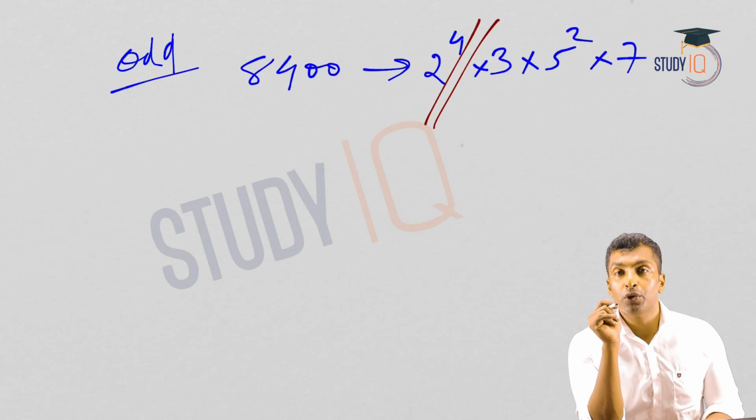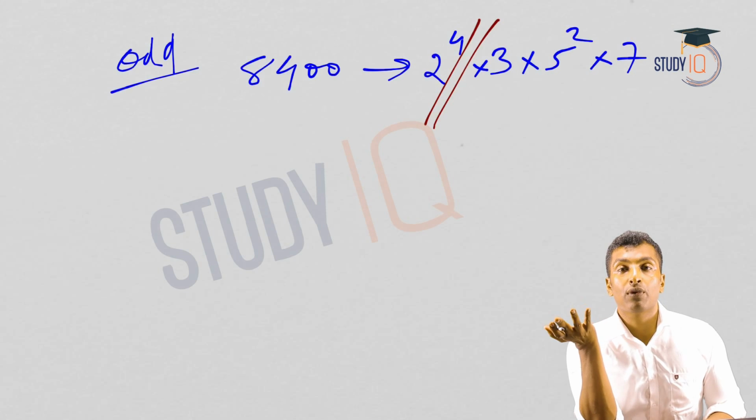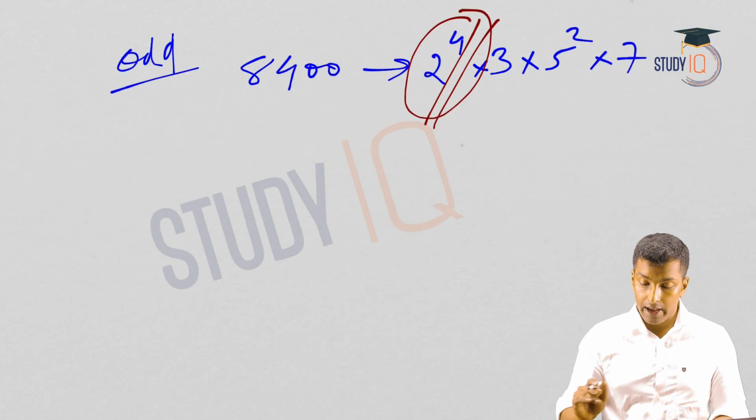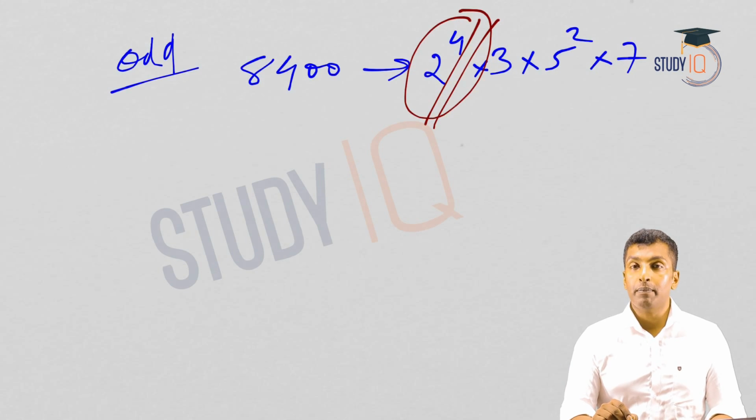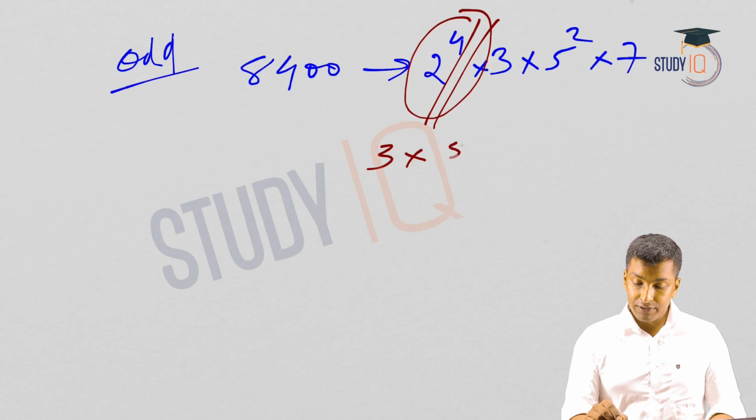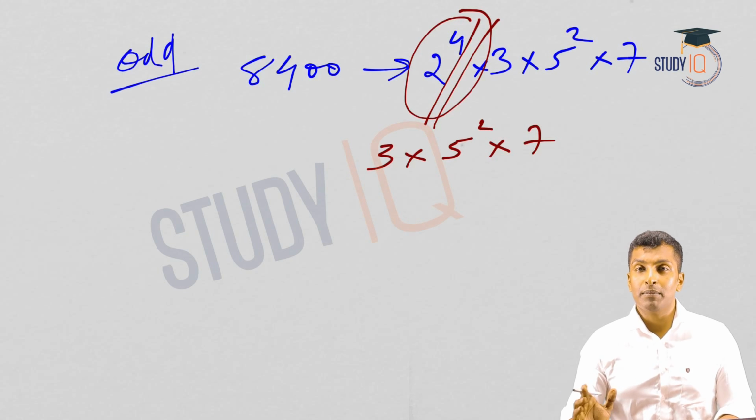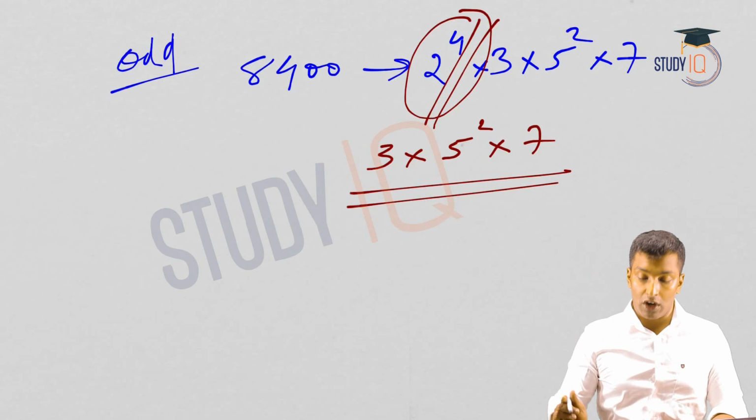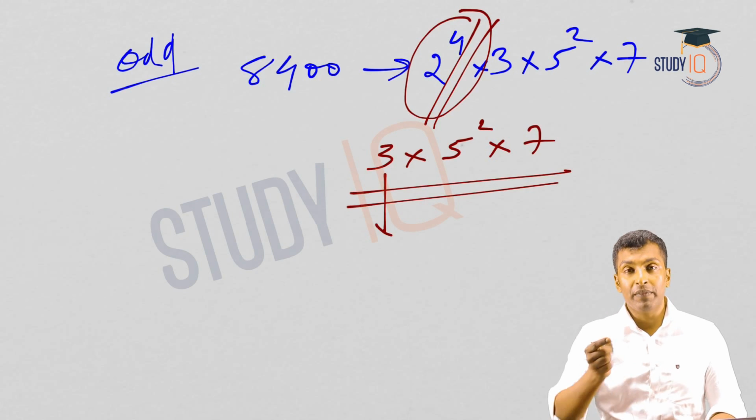So without bringing 2, how many ways can you select? That is what they are actually asking for. So just ignore this part, completely ignore it. Then it becomes 3 into 5 square into 7. So it's nothing but the total selection of this, because I need to see all the possible combinations. For 3, there is only 1 three.